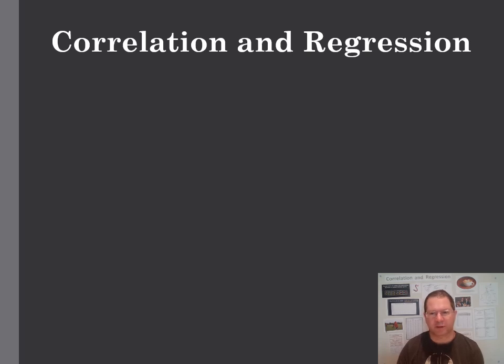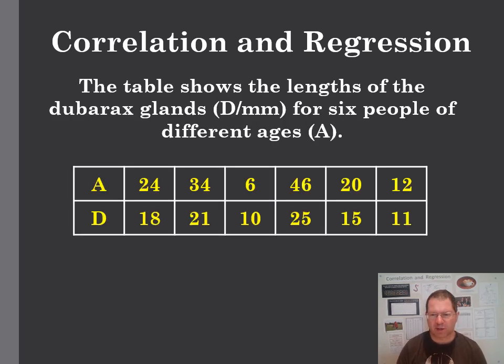Correlation and regression. In this video, we're going to be looking at how to calculate the correlation coefficient and interpret the regression line equation. So we have a table here showing the lengths of the Dubrex glands in millimeters for 6 people of different ages.